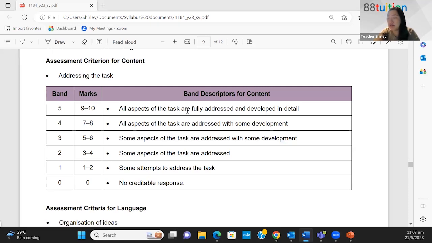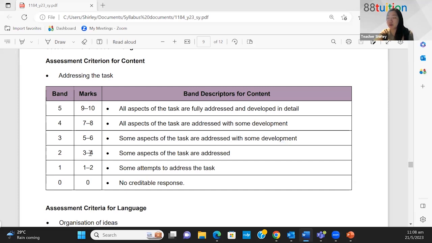And in terms of content, if you want to score a high band, basically band 4, band 5, you will need to ensure that all the aspects are fully addressed and developed in detail. In fact, either fully or mostly addressed to get a high band. To get a medium band, it's borderline passing, 6 marks, basically just some development.